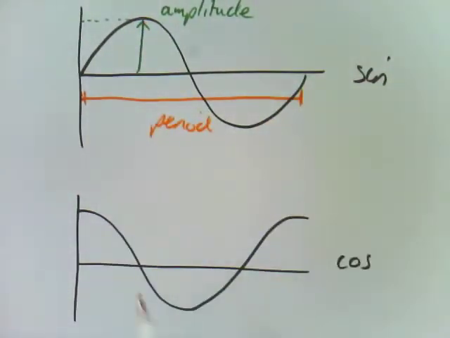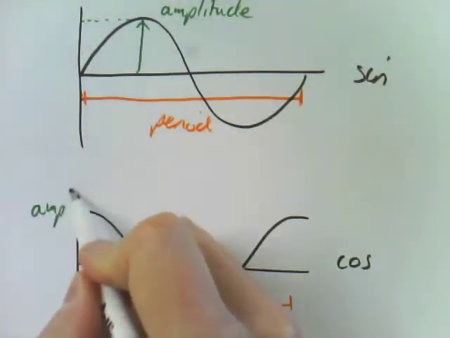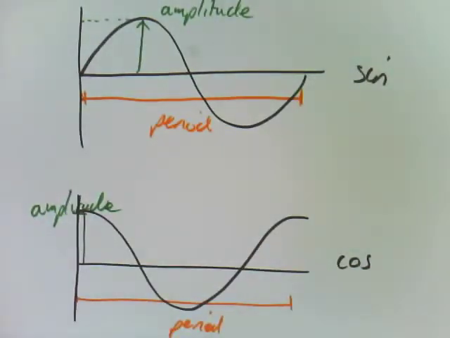The same applies to the cos graph. That's the period. And this height here is the amplitude. Alright, so, sorry, yes, the amplitude is the highest point.